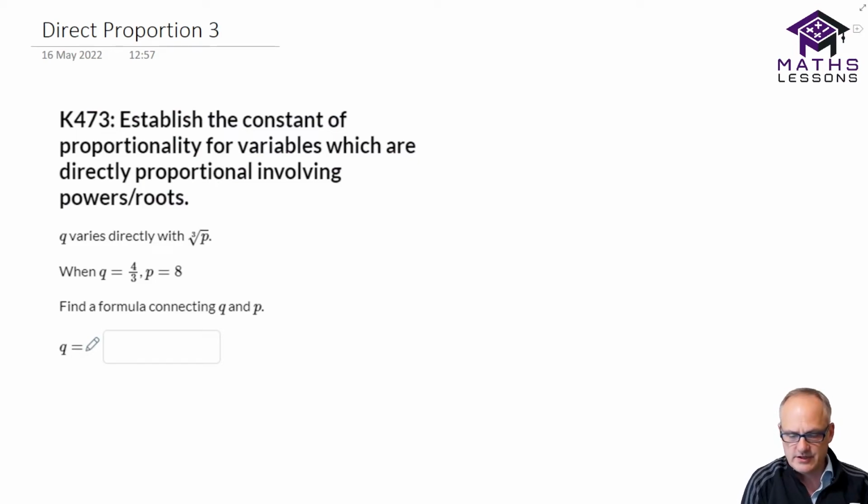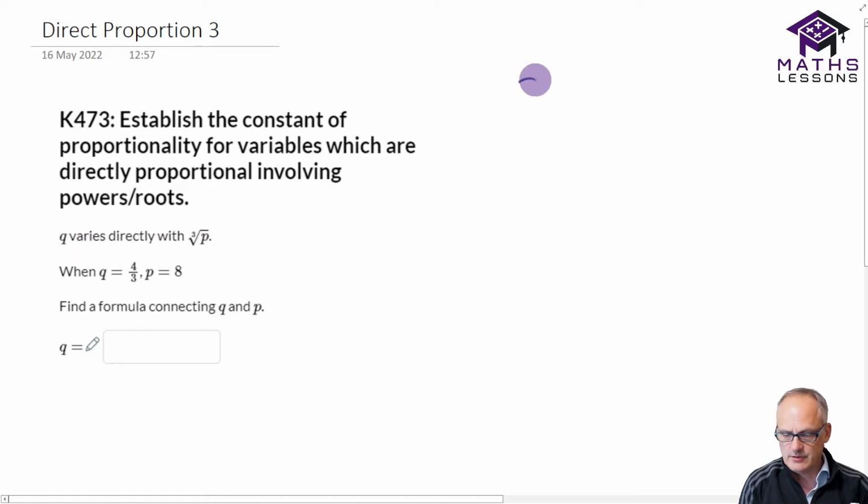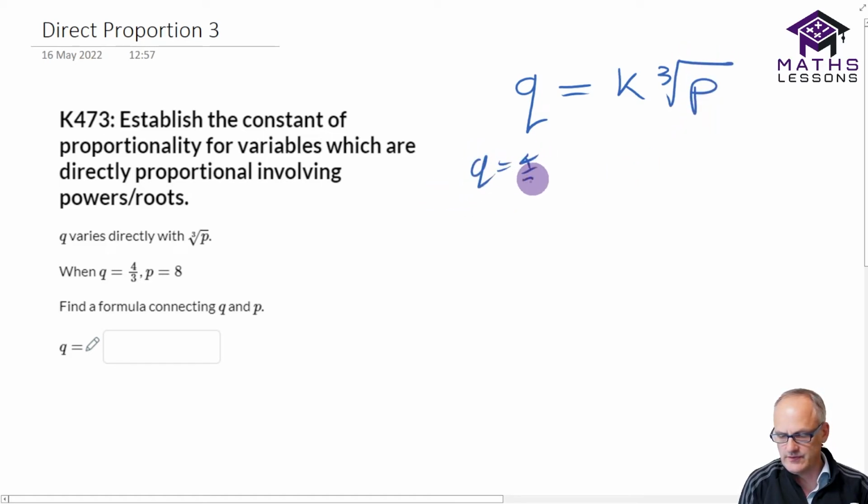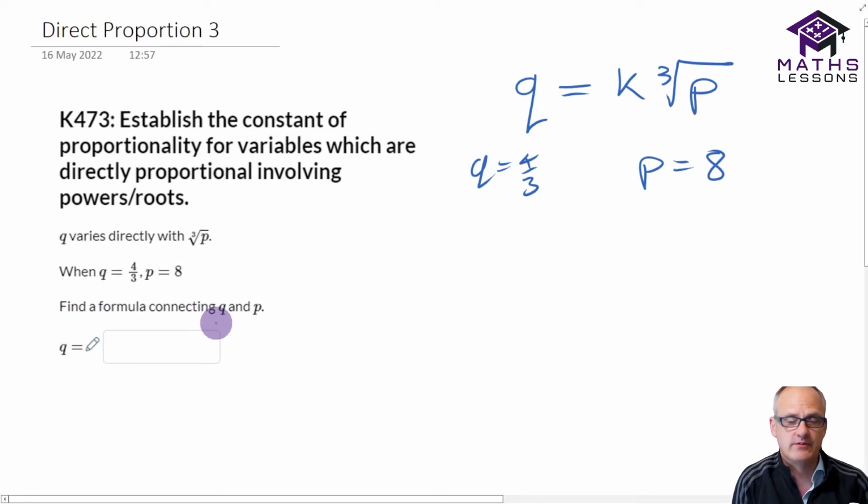Okay, one more of that type, where we haven't got it directly proportional. We've got another formula in here. I'm not going to write the proportion equation out. When you do these, you can just jump straight to Q equals K times the cube root of P. Now we know that Q equals 4/3 when P equals 8, because that information is given to us in the question, and we're trying to find the formula. So we put 4/3 in for Q, and we put 8 in for P.